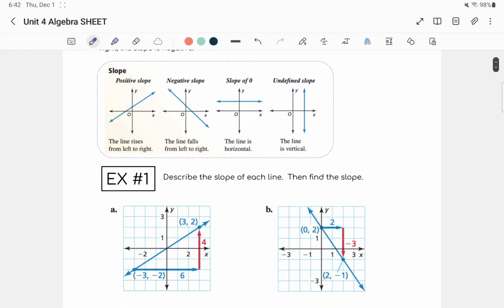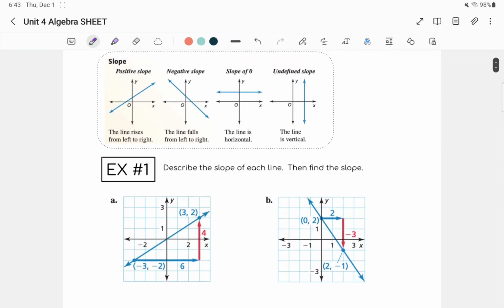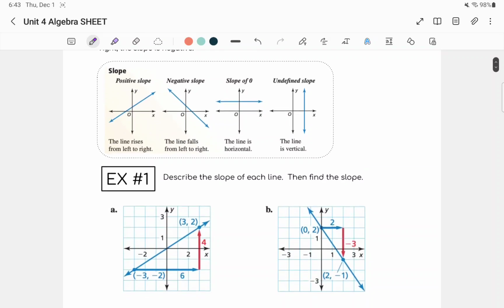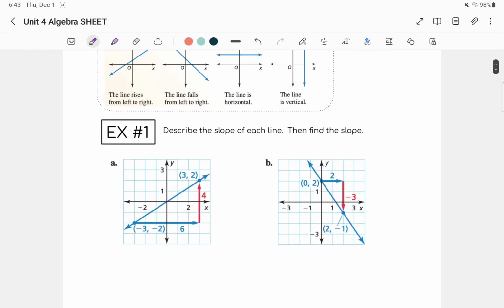So let's look at example number 1. Let's first describe the slope of each line and then find the slope. So describing the slope just means let's write down our rise and our run and then find the slope, which is just dividing the two. So if we look at example 1 at letter A, the rise and run are already kind of drawn for you, except they did it in kind of a weird way.